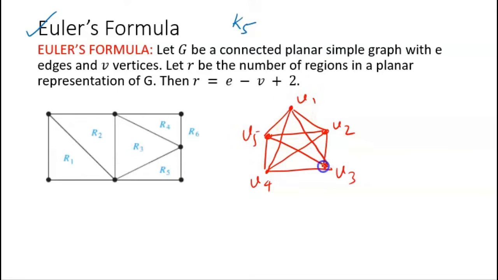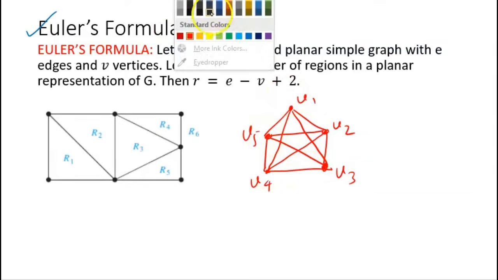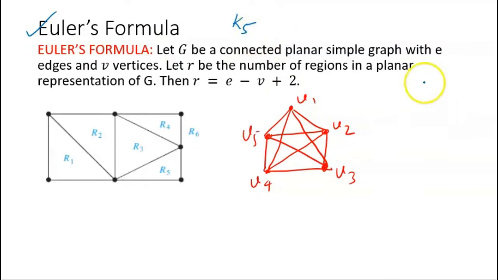So is it K5? I am done. The degree is 4 here, the degree is 4 here, degree is 4, degree is 4 and degree is 4. And now let us try to draw its planar representation.